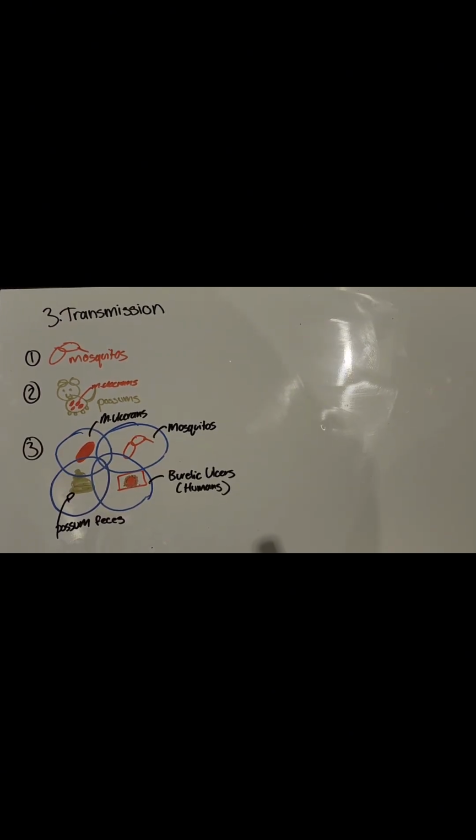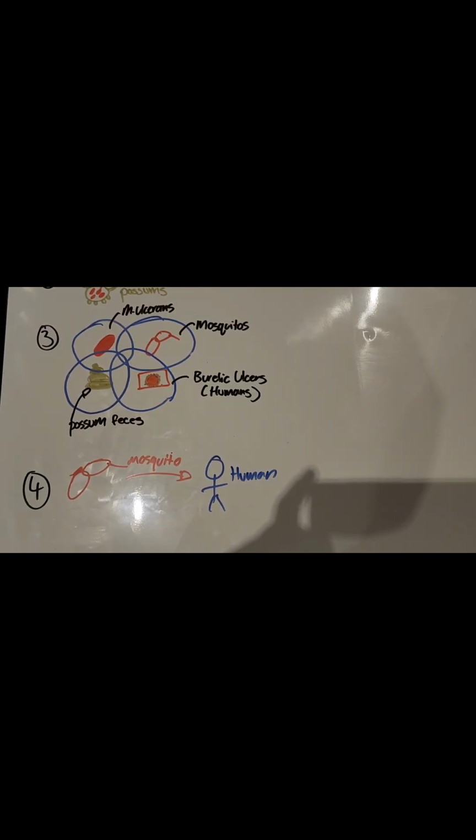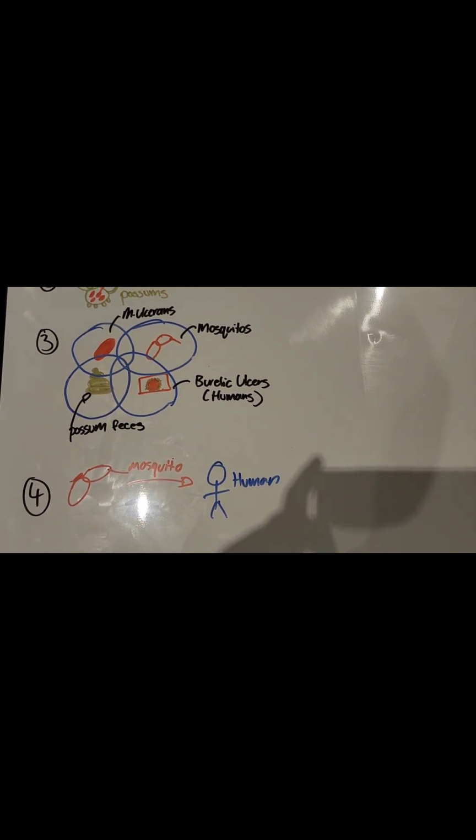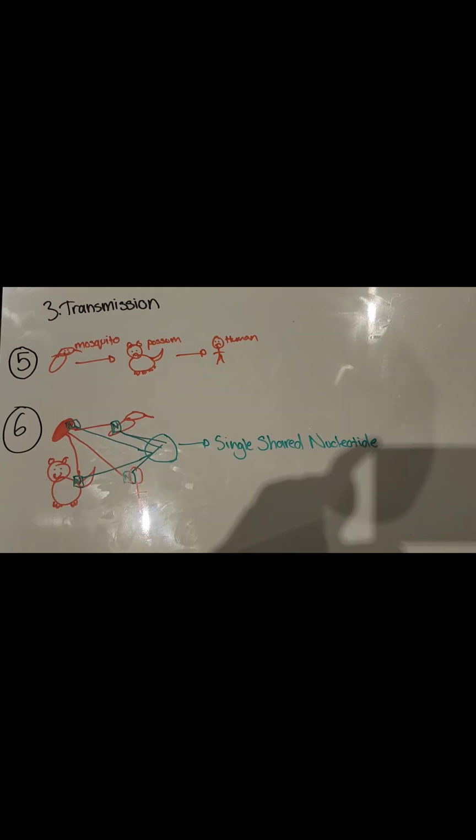Mosquitoes spread the disease by feeding on and inoculating humans. A common transmission route in Australia is mosquitoes feeding on possums and possums infecting humans. Furthermore, bacterial genome analysis has confirmed a single shared nucleotide between Mycobacterium ulcerans, mosquitoes, possums, and humans.